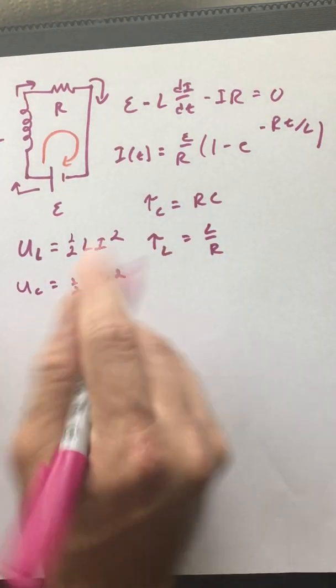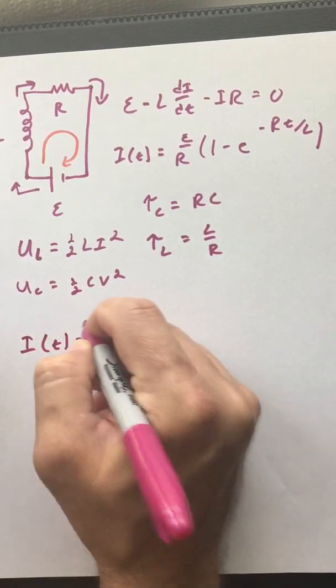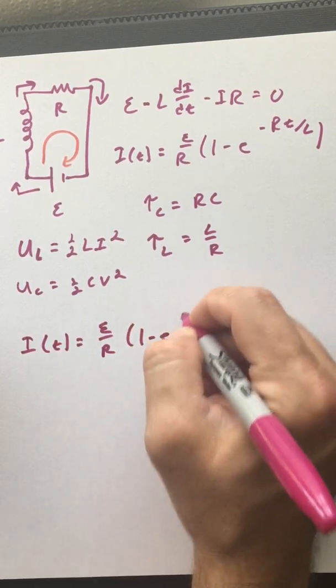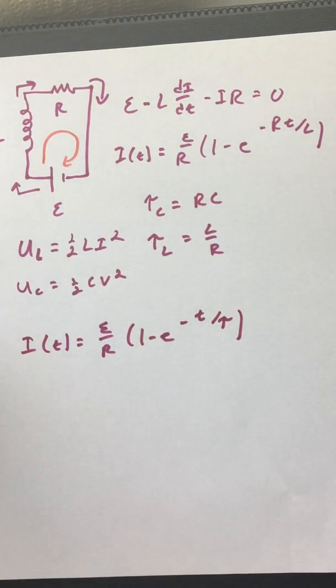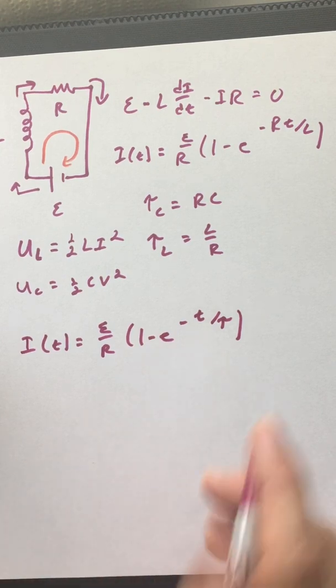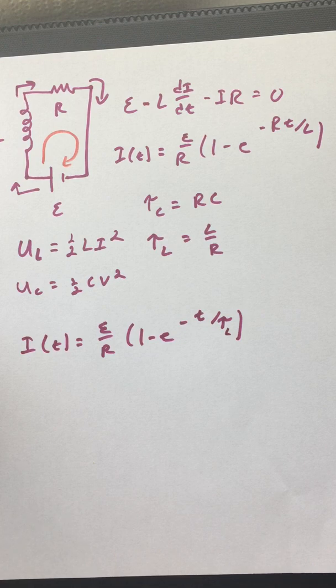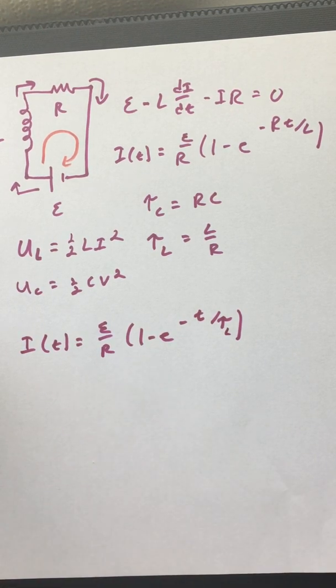So I can actually rewrite this expression in terms of that characteristic time as E over R, 1 minus e to the minus t over tau. And that is exactly the same as my charging capacitor equation. It's just that in this case, I have a tau sub L instead of a tau sub C. But the behavior we're going to expect is exactly the same. We're going to get an exponential nature out of this. We looked at those graphs in the last video.